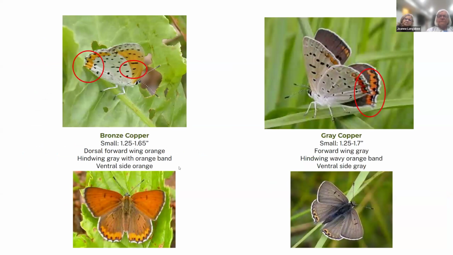So when we compare them, you can see the bronze copper, how bright orange it is inside. You'll notice that when it flies, you get this orangish color band. When the wings are open, you can see that orange forewing, and then the band at the end of the hind wing is orange, whereas on the gray copper, it's gray inside. Definitely different. If you can see them open, you'll definitely see them different than when they're closed. When they're closed, you don't have that orange forewing, but you do have this nice wavy band of orange.